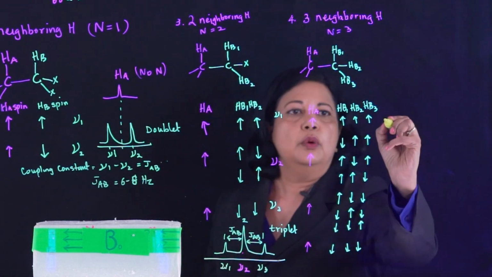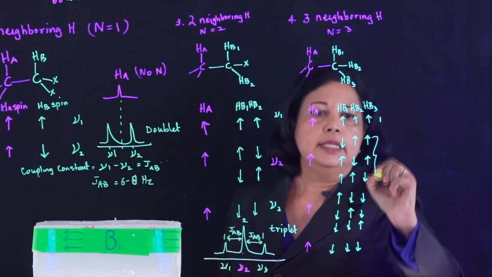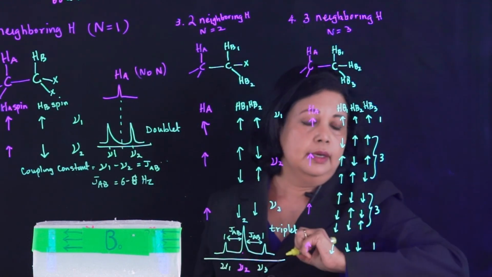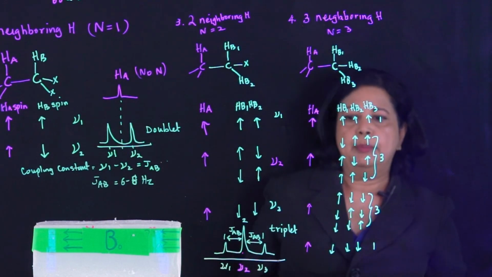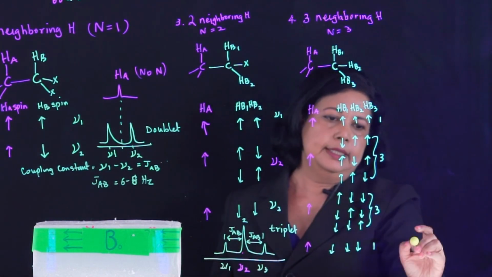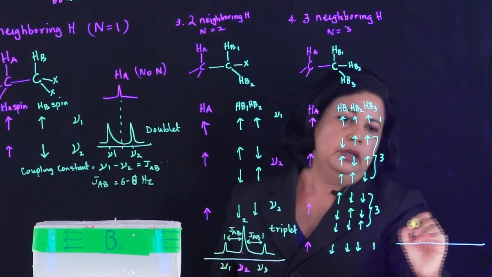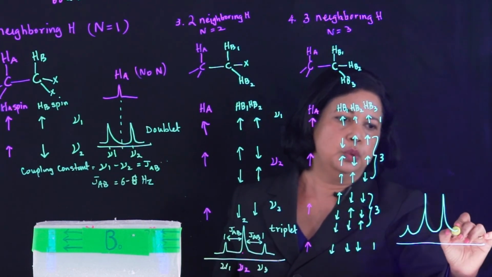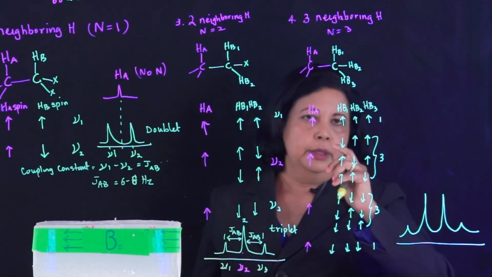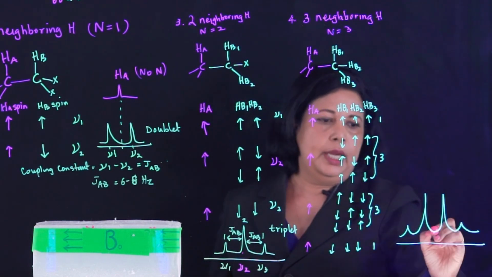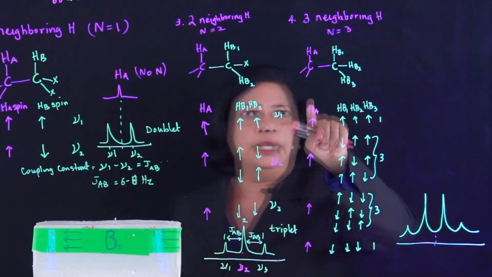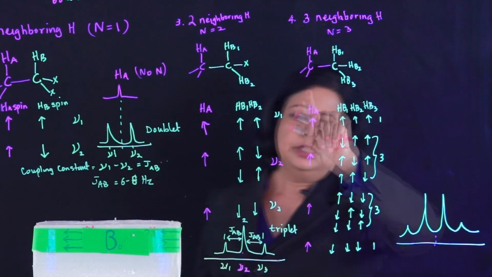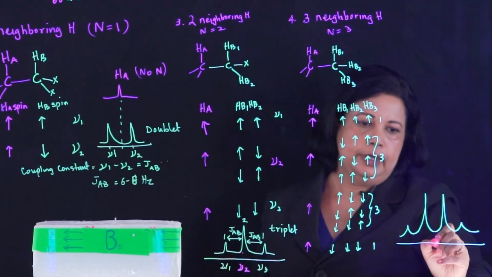So here is a 1, and all these are probabilities for this 3 to 1. And you would see a peak representing this. So you would have over here a 1 to 3 to 3 to 1. The middle of this would be where you would have a peak for HA when you didn't have any of these. If HA is going to be a singlet, it would have been here.